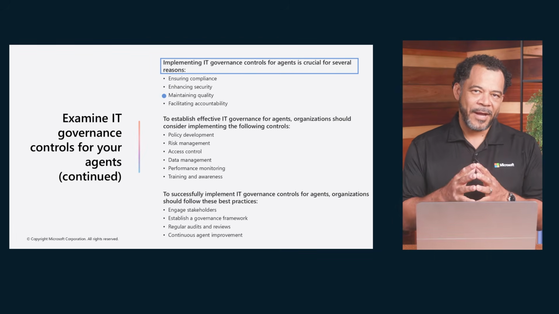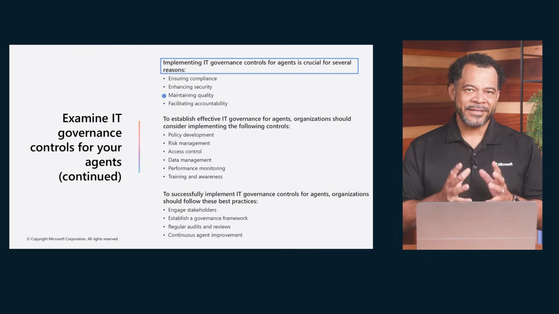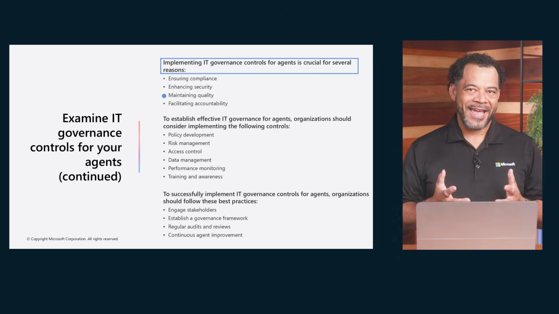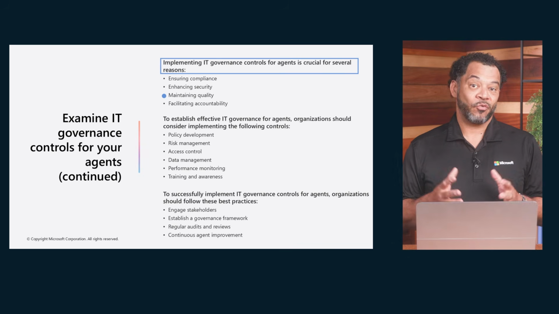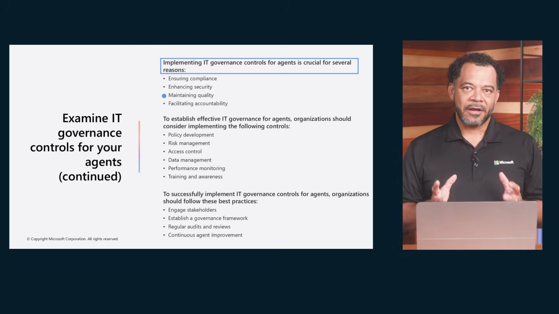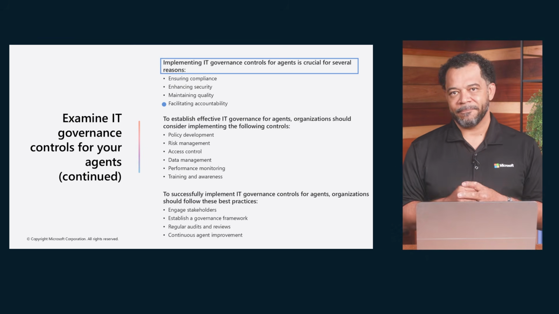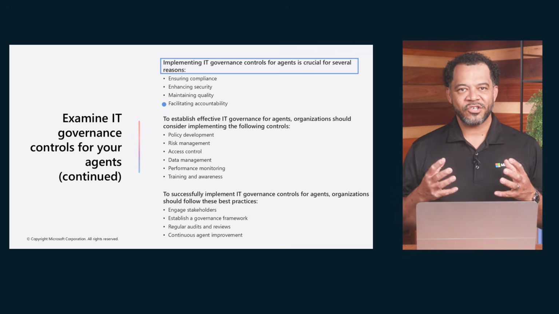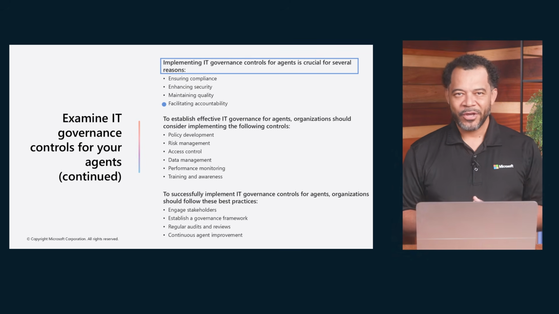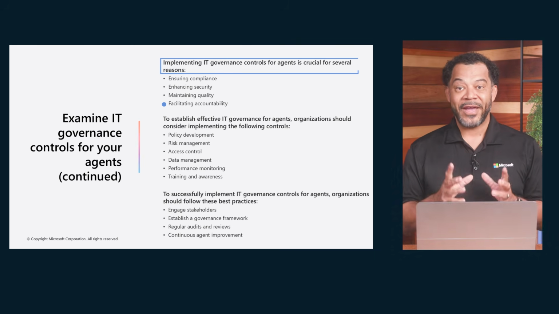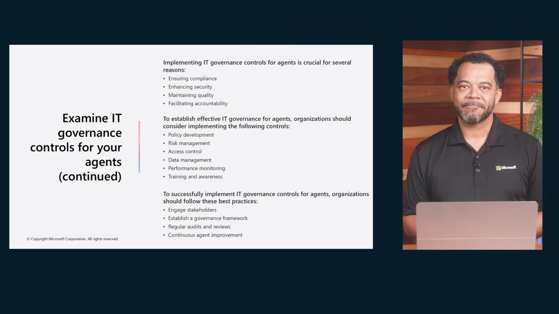Third, it's about maintaining quality. Governance helps ensure agents perform reliably and deliver accurate results. That means regular testing, validation, and performance monitoring. And finally, governance promotes accountability. By defining roles and responsibilities, organizations can track who's managing agents, who's making changes, and who's responsible for outcomes. That's critical for transparency and trust.